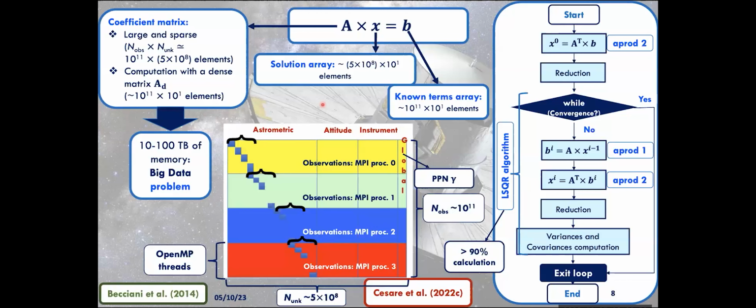The code was initially parallelized on the CPU with a hybrid MPI plus OpenMP paradigm, where the calculation of a subset of the total number of equations, which are the observations of the stars, is assigned to a single MPI process. And within a single MPI process, the calculation is parallelized over the OpenMP threads. Besides the astrometric part, it also computes the attitude and instrumental parts, which find the attitude and instrumental specification of the Gaia satellite, and the global part, which computes the post-Newtonian parameter gamma.